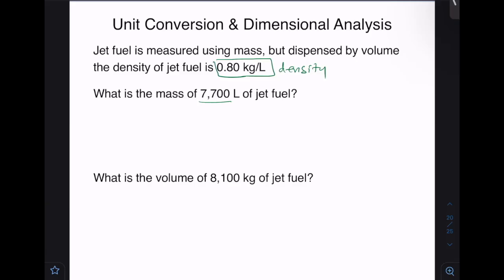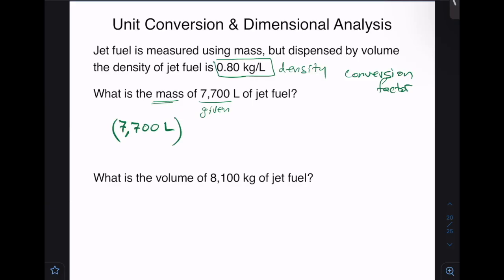Well, the mass is what we're going to calculate. But what we're given is this volume of fuel. We're also given the density, but here it's something per something else. This is a conversion factor. So the way to tell the difference of what to pay attention to is usually what's given isn't something per something else. So you always start with what's given. Let's put that down, 7,700 liters.